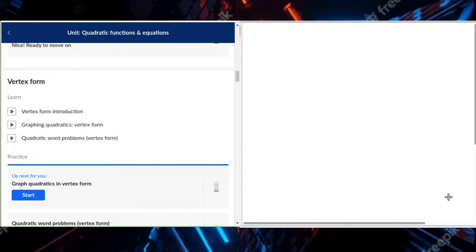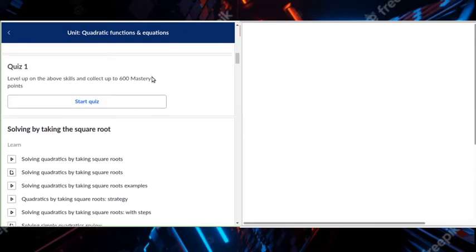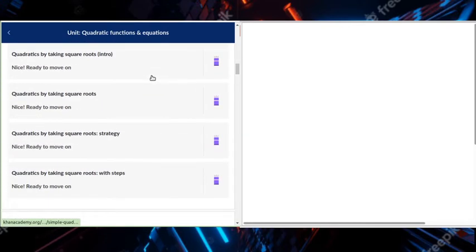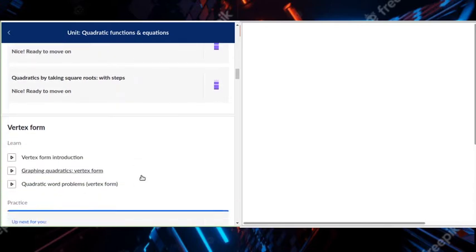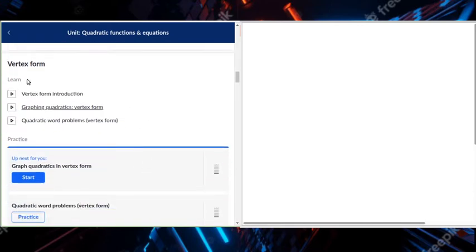Okay, so we've been working through this unit in Khan Academy Algebra for quadratic functions and equations. Last time we worked on taking the square root and by using strategy and with steps. I think we're pretty strong on that. Today we're going to be working on vertex form, and the first is graphing quadratics in vertex form.